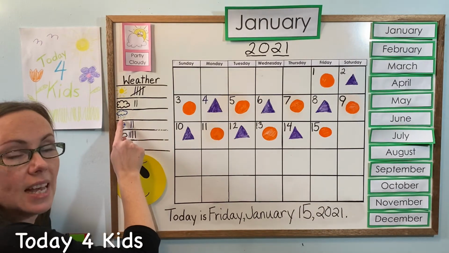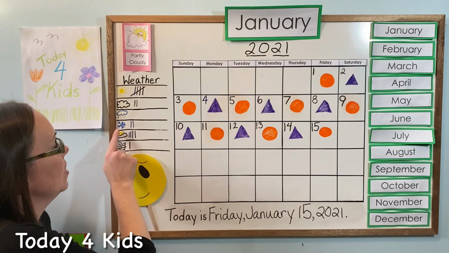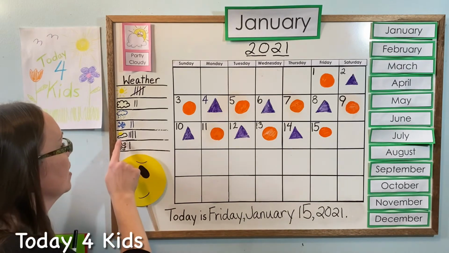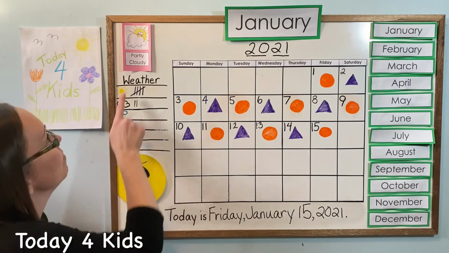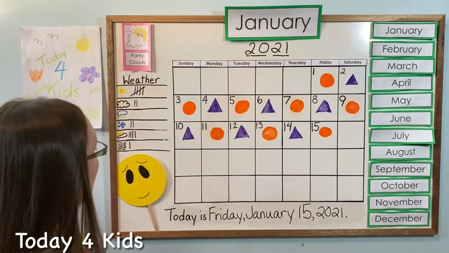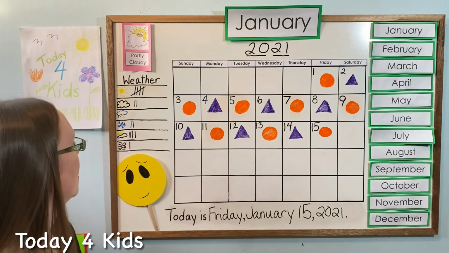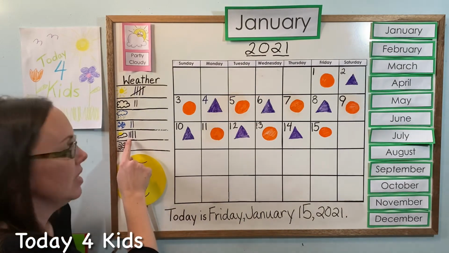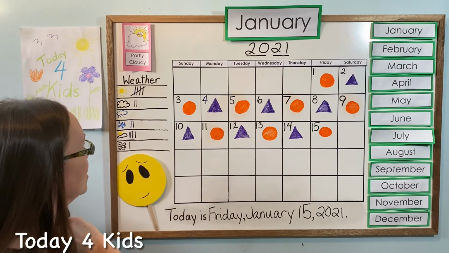Raining? A cloud with some raindrops? Not raining here. What about snowy? Nope, not snowing. Partly cloudy and partly sunny. That's what we said, right? Partly cloudy, partly sunny. We have the sun shining, but sometimes it hides behind the clouds. So we've got 4 tally marks already. Can you count them with me? 1, 2, 3, 4. So we have 4 tally marks.